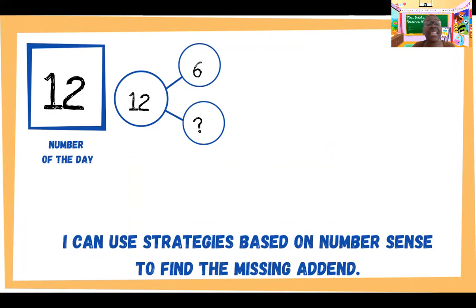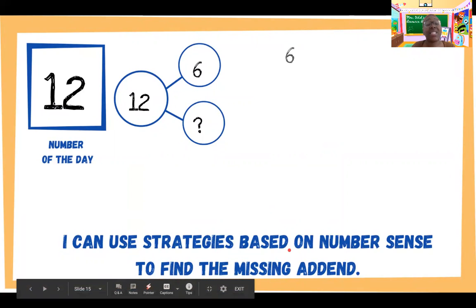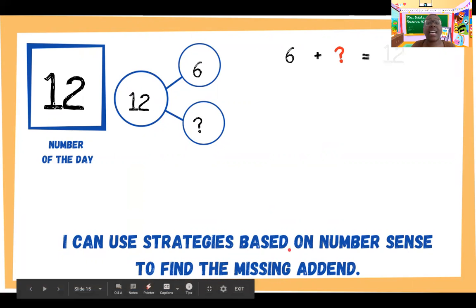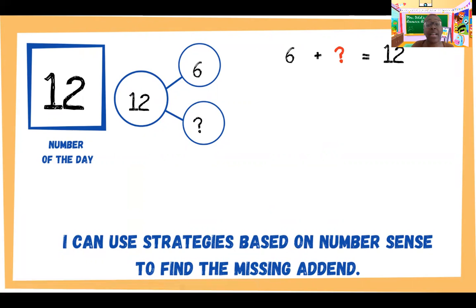All right, and so if we want to find the missing add-in, let's start by looking at our number sentence. What will my number sentence look like? That's right, 6 plus blank, because we don't know this part, equals 12. Great job, guys. Well, what are we going to do to solve it? Does anyone remember from yesterday?